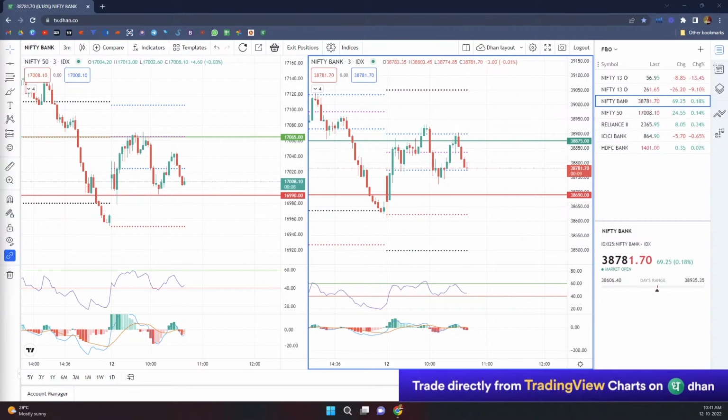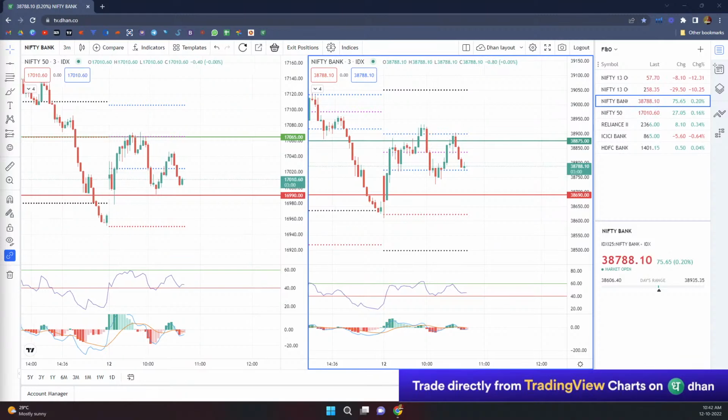Price moving higher, OI moving higher, long build up. Price moving lower, OI moving higher, short build up. Price moving higher, OI moving lower, short covering. Price also moving lower, OI also moving lower, that is long unwinding, which is the 4th quadrant. So we have seen these 4 examples yesterday.